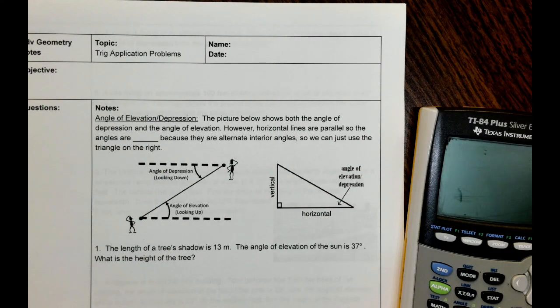All right, today we're going to take everything that we've learned about trigonometry and apply it to some real world problems. What we want to do is take these words and convert them into the triangles that we're familiar with. A couple of vocabulary words you need to know are angle of elevation and angle of depression.